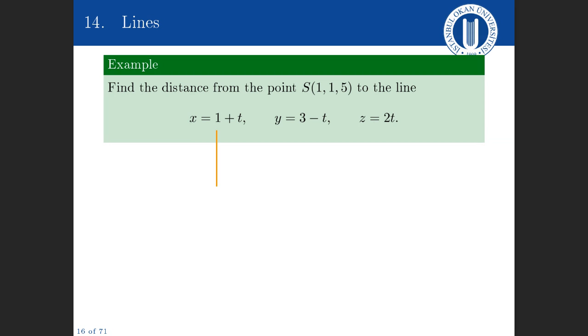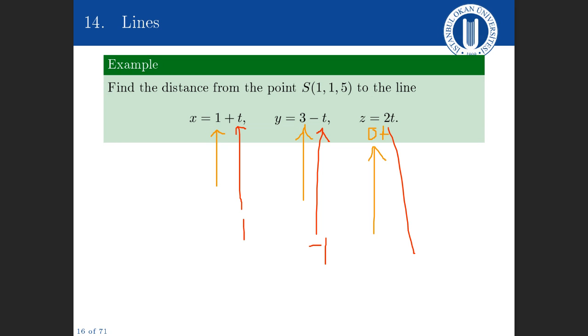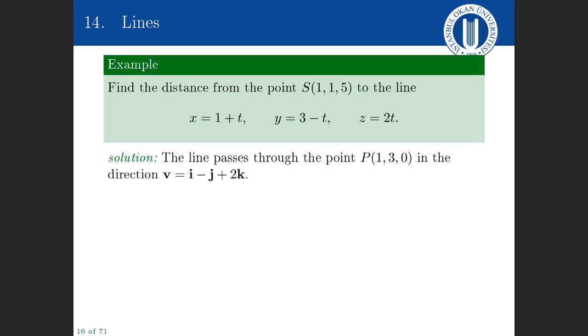For the point on the line, we look at the first numbers. That's 1, 3, and here it would be 0, because this is 0 plus 2t. For the vector, we look at the numbers in front of the t. So that's 1, minus 1, and 2. So we can say that the line passes through the point 1, 3, 0, and in the direction v is equal to i minus j plus 2k.